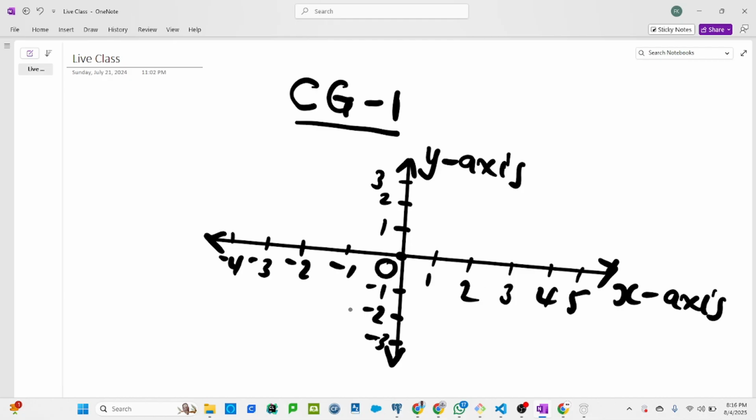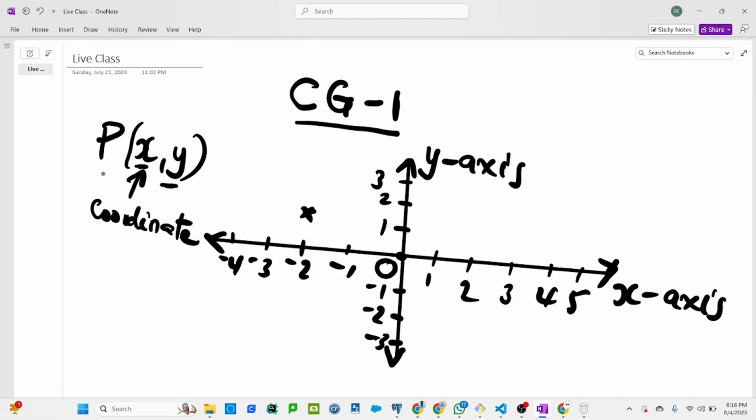Now, if you are going to place a point, let's say a point P is located over here. That location, we need to define by two values: one value from the x-axis and one value from the y-axis. Every point that we put in this plane is defined by two values, one from the x-axis and one from the y-axis, always. These values are the x coordinate and the y coordinate of this point. They are the coordinates of the point.